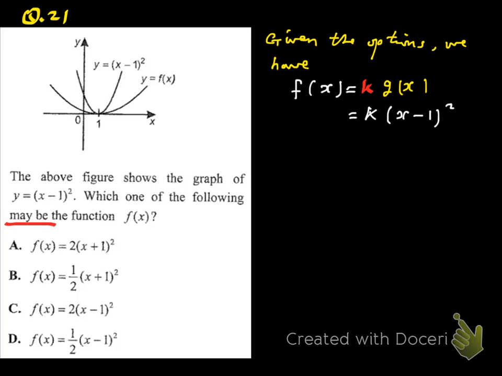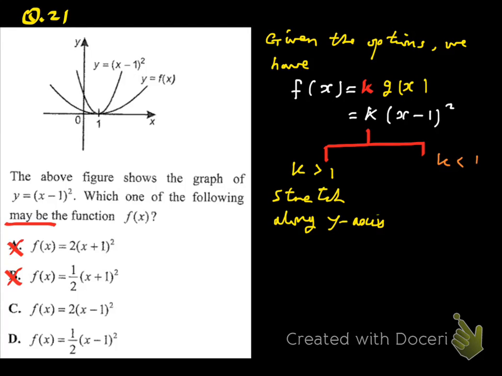Now the question is, by looking here, we know A and B won't be the case, but is it going to be C or D? So let's think of the value of k when it's bigger than 1 and when it is between 0 and 1. What does it mean? If it's bigger than 1, that means it's a stretch along the y-axis. And if it's between 0 and 1, it's a compression along the y-axis.